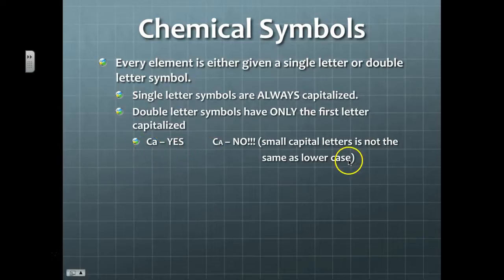Often I have students who do a capital C, then they'll do a very tiny capital A. No, those are two capitals. You cannot do that. A small capital letter is not the exact same thing as a lowercase letter. Often, the most common one is actually chromium, Cr. I have a lot of students who do a big C and then a little tiny capital R. No, don't be that person, please. Again, if it's a double letter symbol, the first letter is capital, the second letter is not capital.